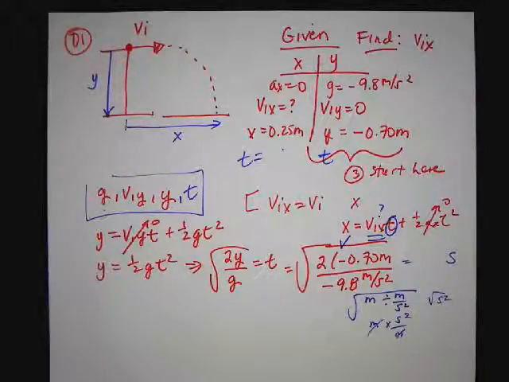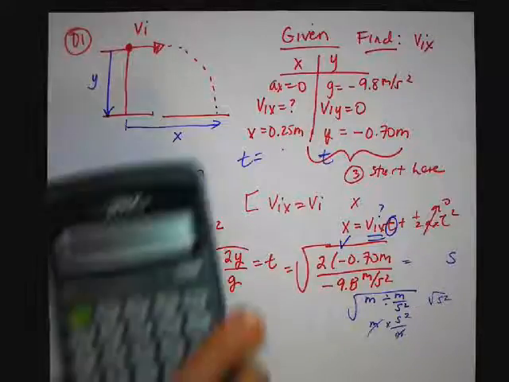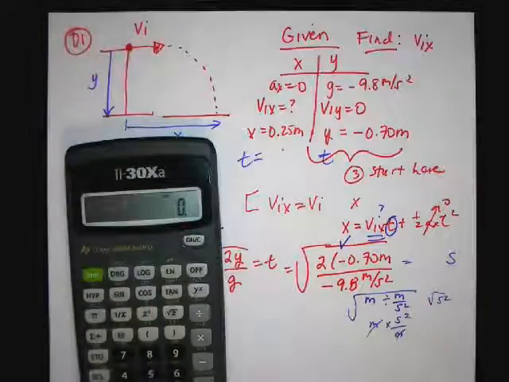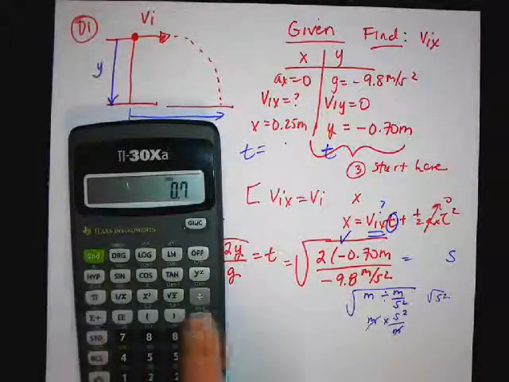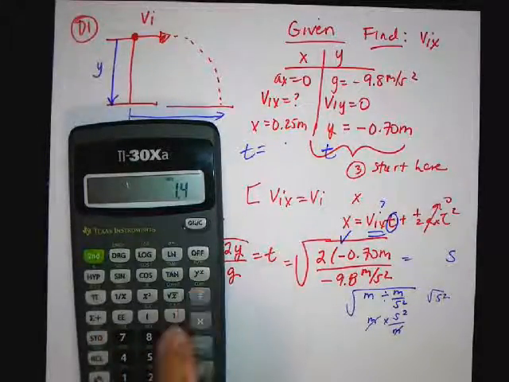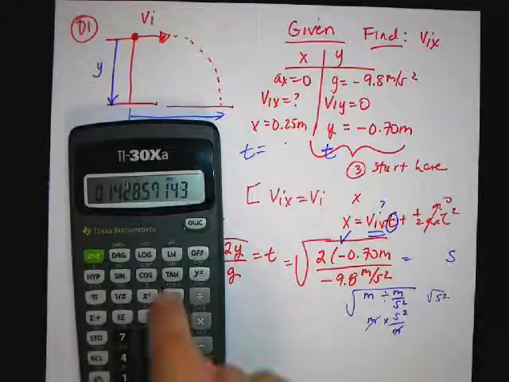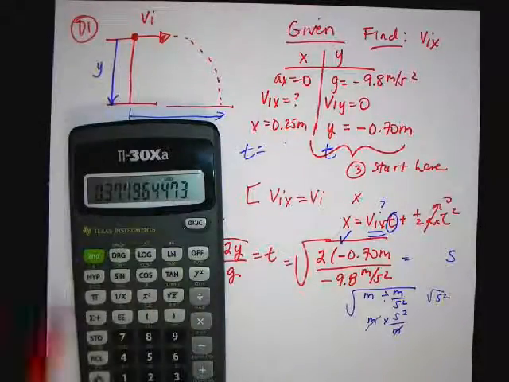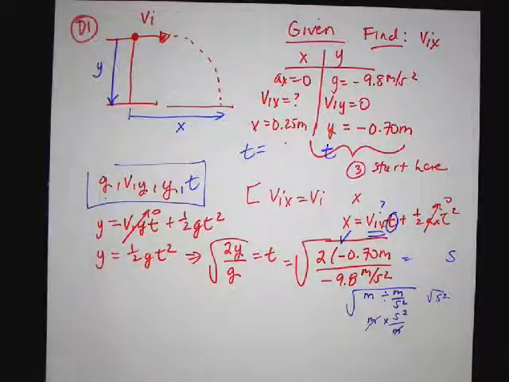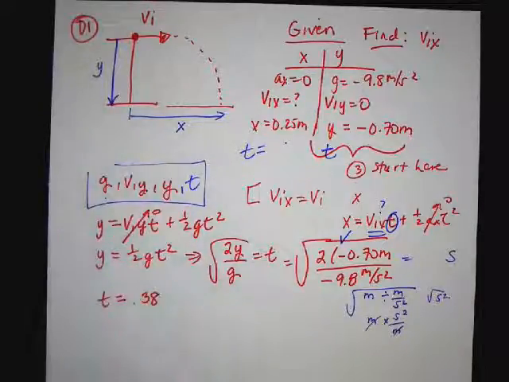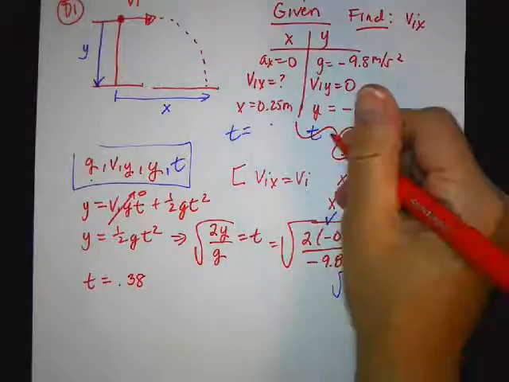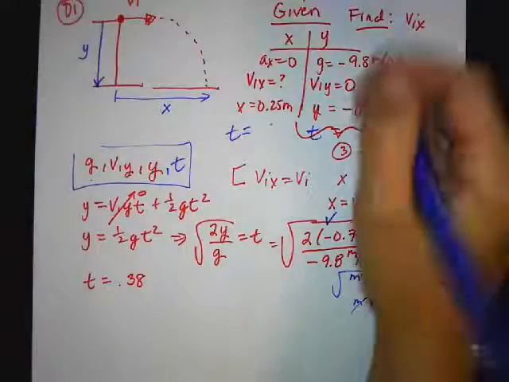And then when I do it on my calculator, I have 0.7 times 2 equals, divided by 9.8 equals, and then I take the square root of the whole thing, and it comes out to be 0.379, which we'll say is 0.38. So t is equal to 0.38. So once I have t here as 0.38, then t here is 0.38.